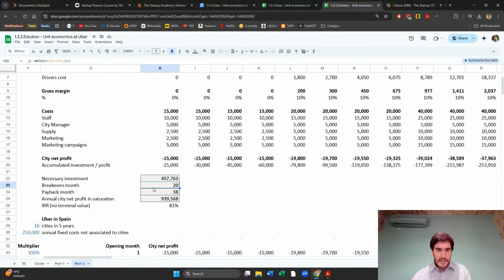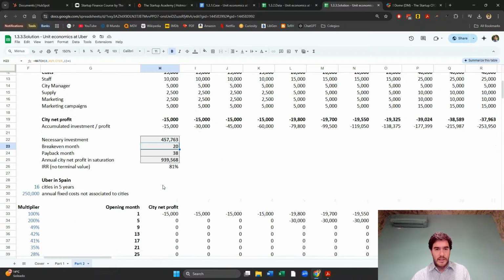Did you see that the cities are breaking even after 20 months? And then they bring you 1 million per year, which is wonderful. And you just need to invest this. Can you please give me part of this money? The other part, I'll get it in equity. Fine. Can you give me part of this money, given that it has already worked in many other cities?